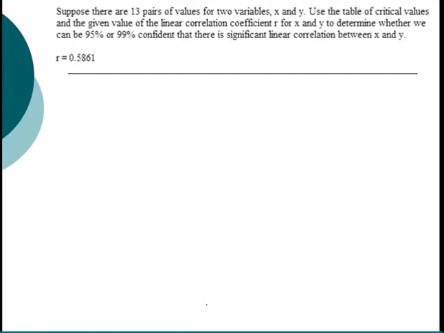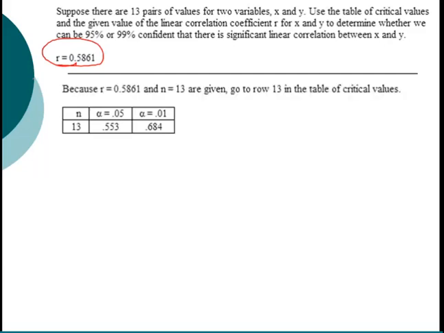Use the table of critical values and the given value of the linear correlation coefficient for x and y to determine whether we can be 95 or 99% confident there is significant linear correlation between x and y. And here R, our correlation coefficient, is 0.5861. Because there are 13 numbers, we're supposed to go to row 13 in our table of critical values.